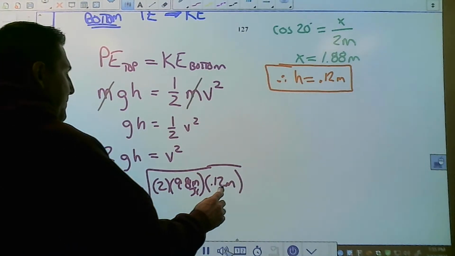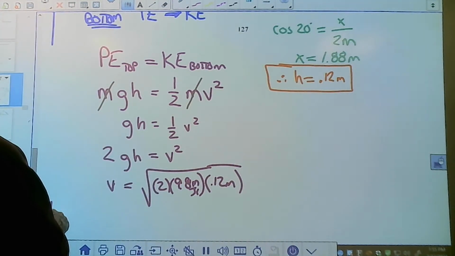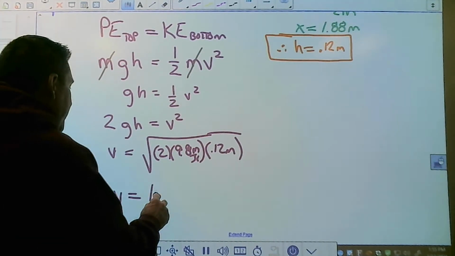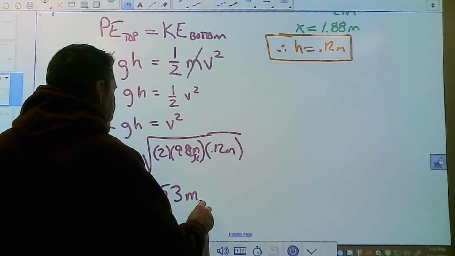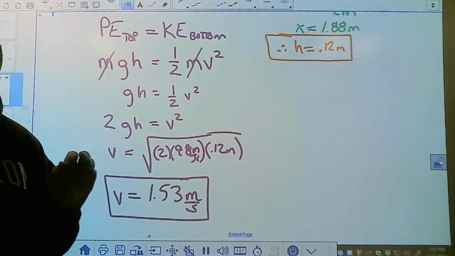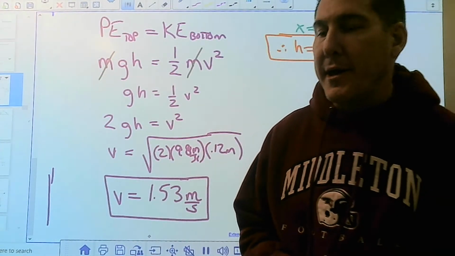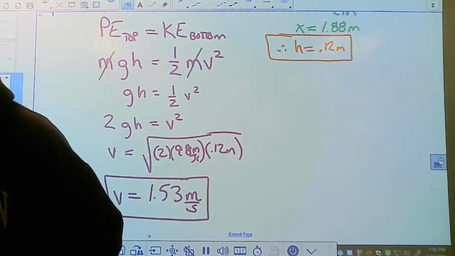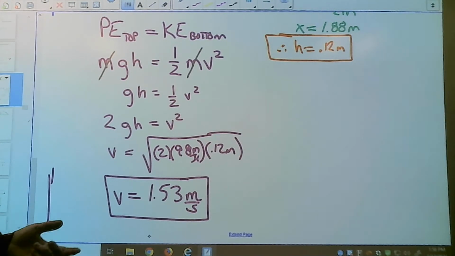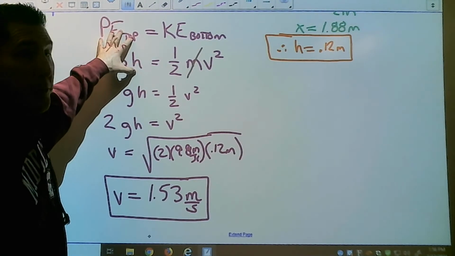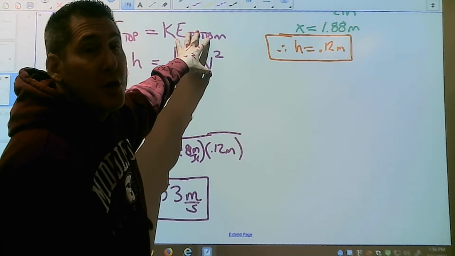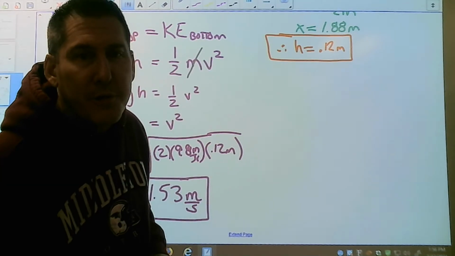I'm going to calculate that out. I get a V of 1.53 meters per second. Just by setting the potential at the top equal to the kinetic at the bottom. Part C says if the mass is 5 kilograms, find the total energy of the system. Well, I can find the total energy of either doing the potential at the top, because that's the total energy, or I can find the kinetic at the bottom. Either one, I'll get the same answer, give or take a little bit for rounding.